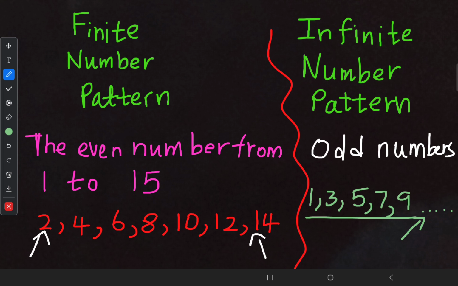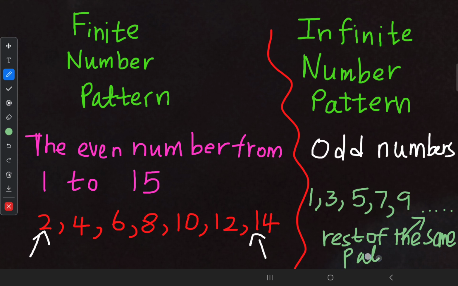Likewise, we know the first 5 terms. After that, this is continuing like this pattern. So likewise, we are using the dotted lines. The dotted line means the rest of the same pattern. Rest of the same pattern, that is denoted by this dotted line. Don't confuse with these things.